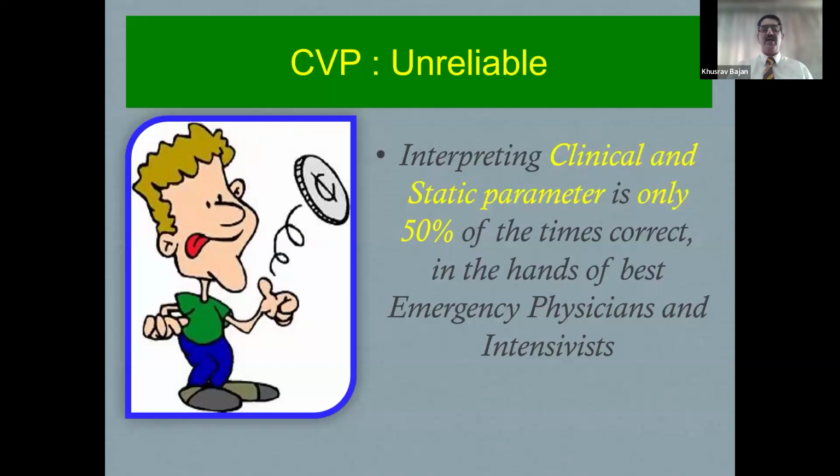So CVP is unreliable as a monitoring tool, though very useful in all the ERs and ICUs. And if you take a consensus, 90% of the ERs and ICUs still depend upon the CVP alone. That's a little unfortunate, though I would use it all the time, but I would definitely look at other parameters in some patients. So a CVP is basically like flipping a coin, and it is only 50% of the times very accurate. Otherwise, it may not be.